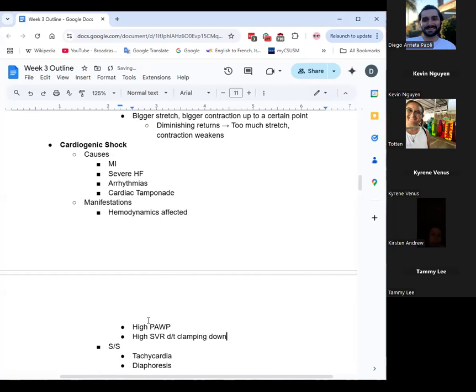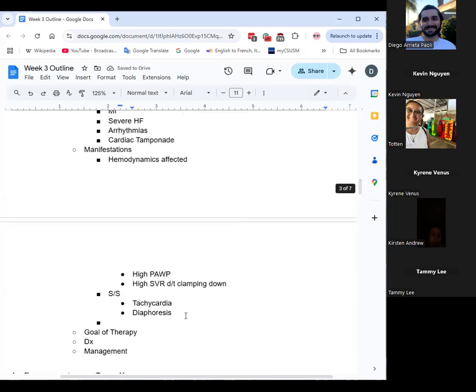So your body compensates. What else? Cold feet, delayed cap refill. Yeah, so these are potential side effects. Anything else for hemodynamics? So any other things that get measured? We said low cardiac output, or decreased cardiac output rather, to be more specific.